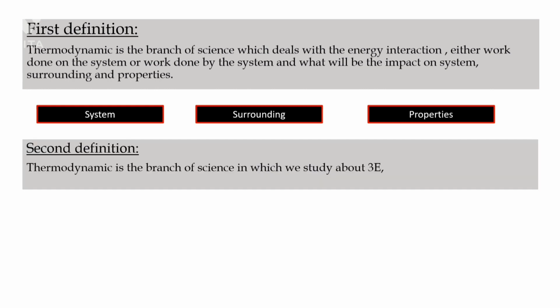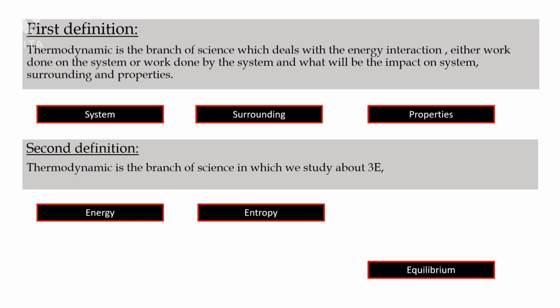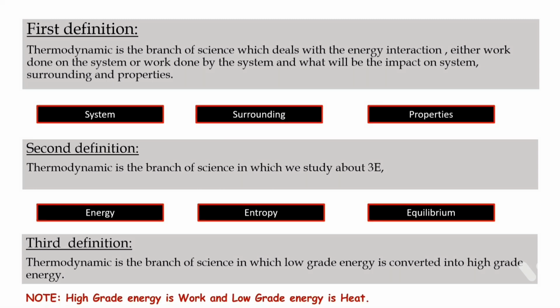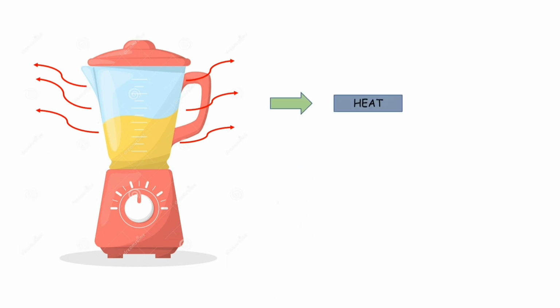The second definition of thermodynamics says that thermodynamics is the branch of science in which we study 3E: energy, entropy, and equilibrium. The third definition says that thermodynamics is the branch of science in which low-grade energy is converted into high-grade energy. Note: high-grade energy is work, and low-grade energy is heat. We can understand this by the example of a mixer grinder. When we grind anything, heat is generated that we can feel by touching the container, but we cannot utilize this heat to generate the same amount of work.